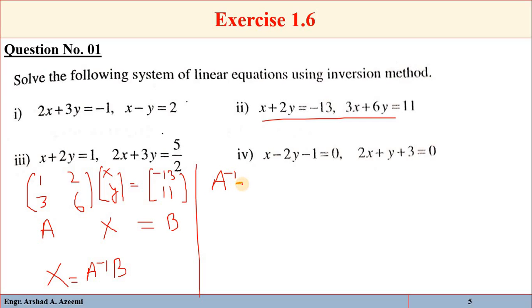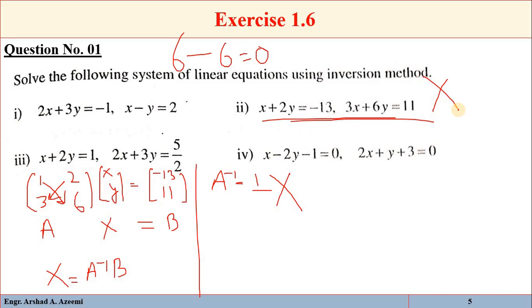A inverse is equal to 1 over the determinant of A. The determinant is 1 multiplied by 6 minus 2 multiplied by 3, which is equal to 0. So remember, here the A inverse is not possible. If A inverse is not possible, then we cannot solve this system of equations. This system is not solvable by this method because its determinant is equal to 0. If the determinant is 0, the inverse cannot be determined, and if the inverse is not determinable, then we cannot solve the system of equations by this method.